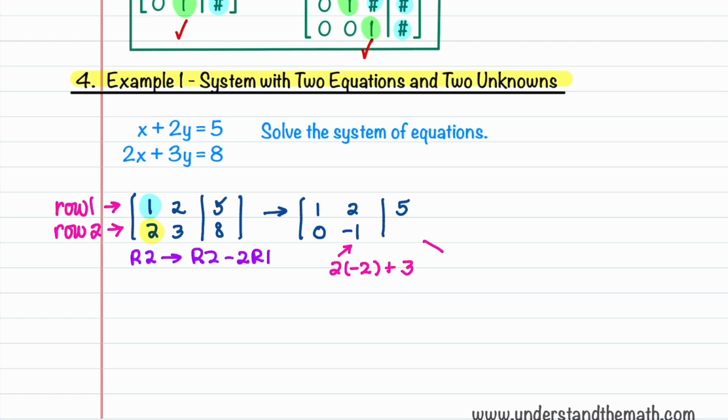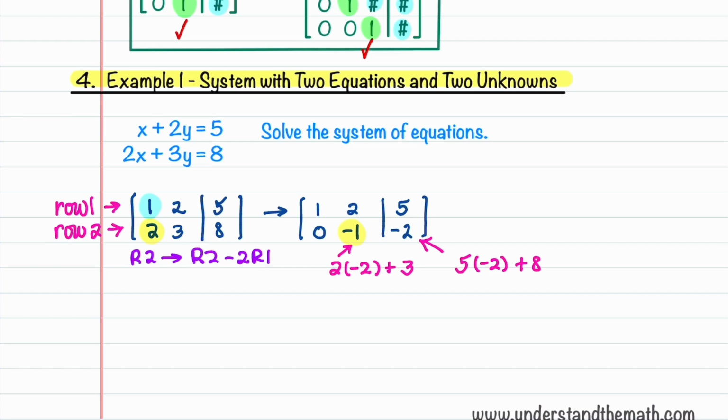Now let's talk about this entry right here. We're going to take 5, multiply it by minus 2, and then add 8. So that is minus 10 plus 8, which gives us a minus 2. Now let's look at this entry. It would be nice if that entry were a 1.